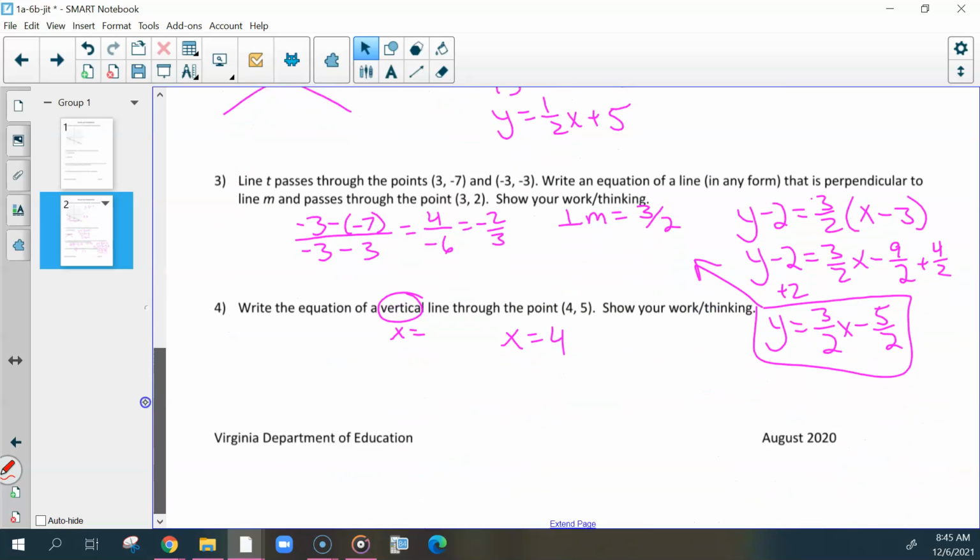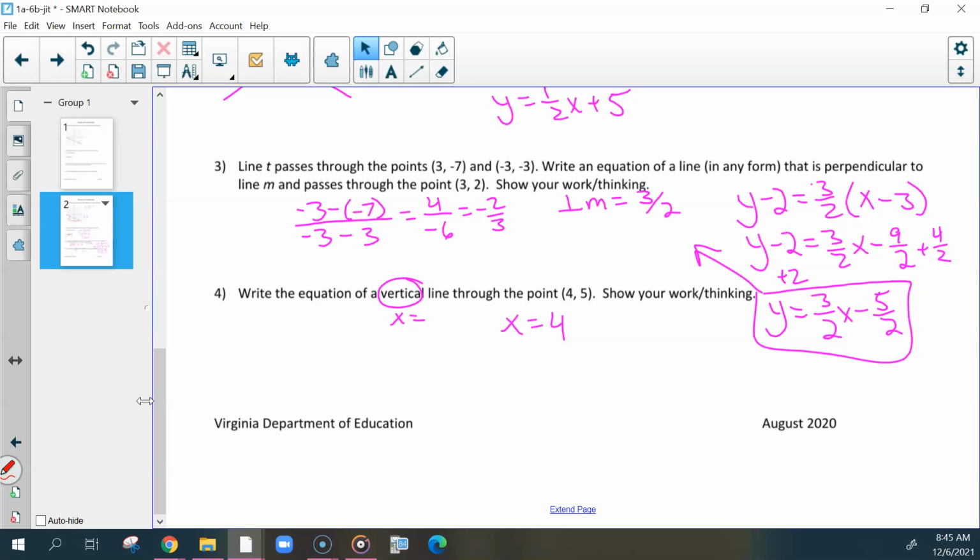Number 4, you needed to remember your toy box. Vertical lines are x equals equations. And because this is an x equals, we look at what number x is, and it's 4, and that would be our equation. I believe one of the Khan Academies maybe did something like that, but I might be mistaken. Do we have questions on either of those 2?